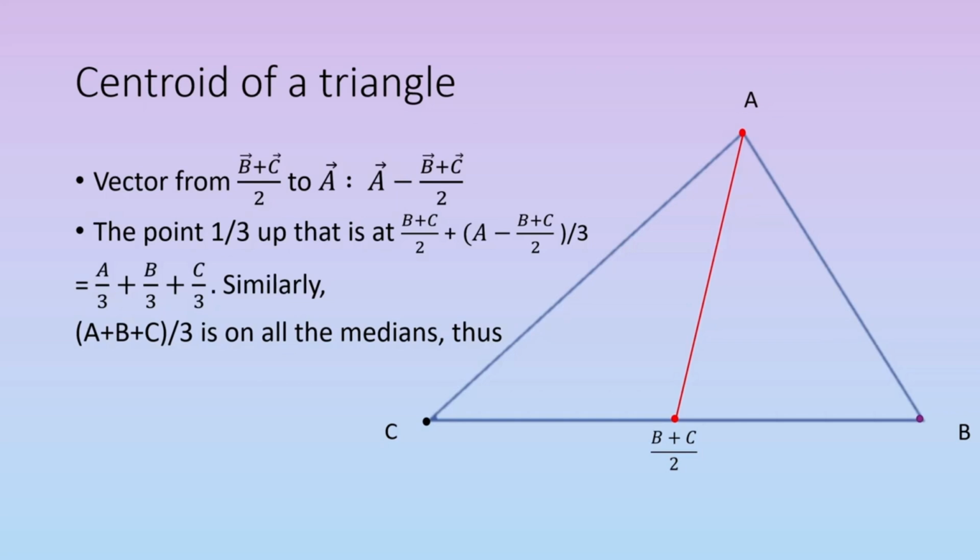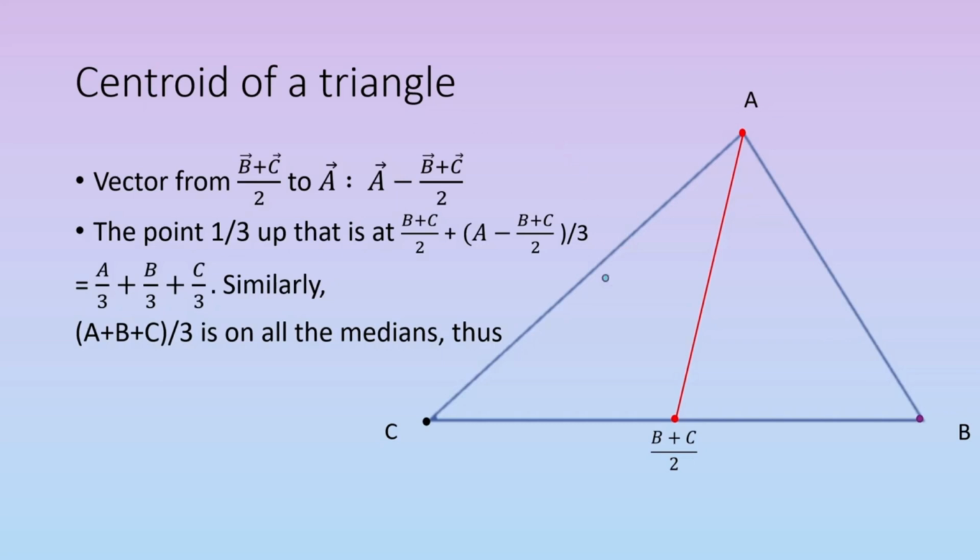So the (B plus C) over 2 just takes you to that point, and the (A minus (B plus C) over 2) all over 3 goes up the vector, but only 1/3 of the way up. And that simplifies to A over 3 plus B over 3 plus C over 3. You can see that because the A term has 1/3, the B term is 1/2 minus 1/6, which is 1/3, and similarly for the C term it's 1/2 minus 1/6, so that's also 1/3, right?